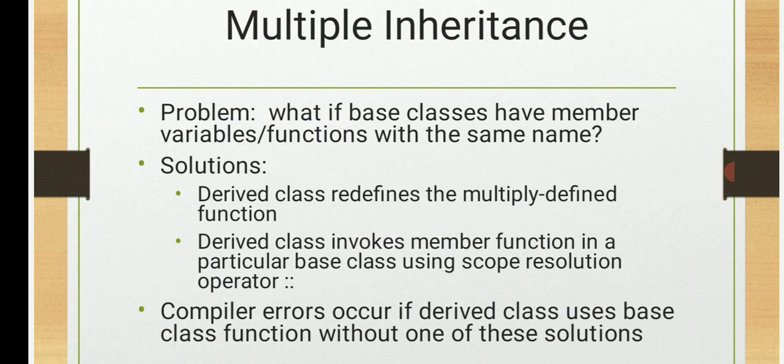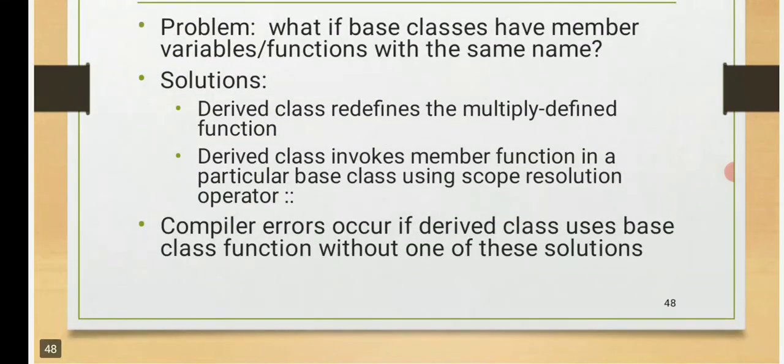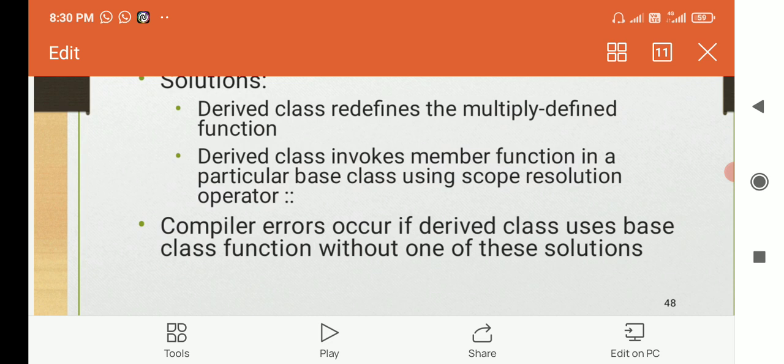The base classes may have member variables and functions with the same name. So the solutions: the derived class redefines the multiply defined function, or the derived class invokes a member function in a particular base class using the scope resolution operator, right? So this is the scope resolution operator for invoking the member functions in a base class. A compile error occurs if the derived class uses base class functions without one of these solutions, right? That's all. So we have seen lots of things in this. So what all the things we have seen in this?